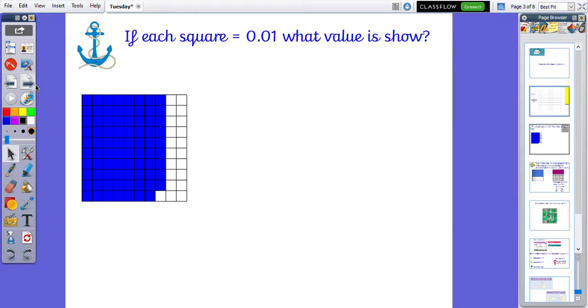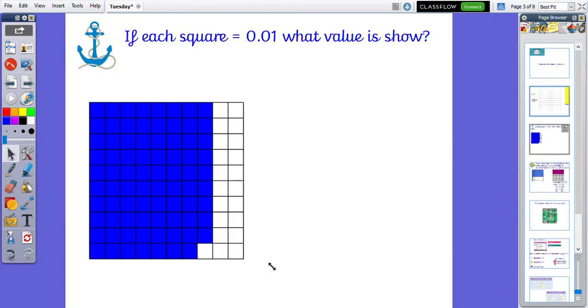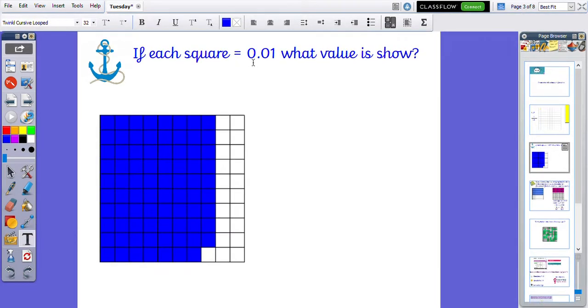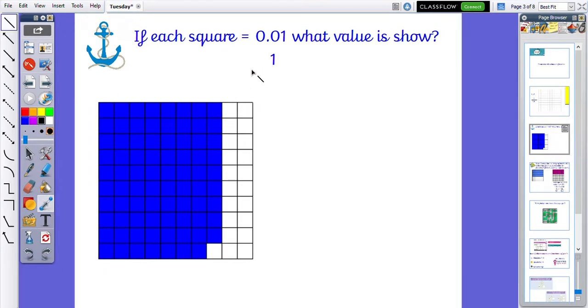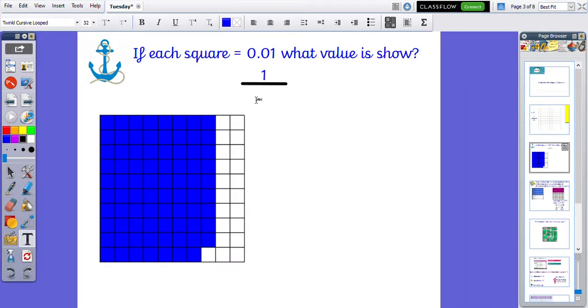So let's take a look at our anchor. So if we know each square is equal to 0.01 or 1 over 100, what will our 100 square be representing? I'm going to give you a couple of seconds to work that out.